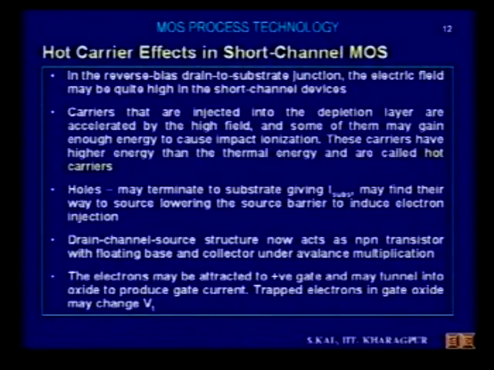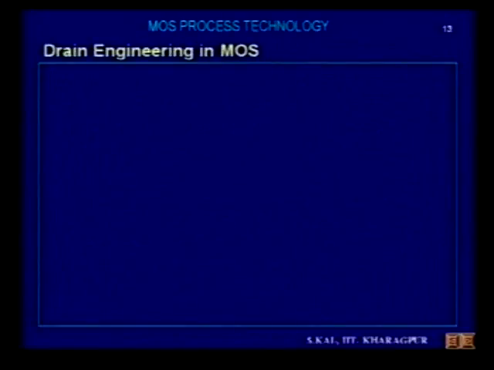So that means in short channel devices, because of the hot carrier effects, the function below the gate oxide is also similar to a transistor, and there are also possibilities of bad quality of oxide and threshold voltage shift, because hot carriers will be trapped inside the oxide. So this is the generation of hot carriers and its consequences in device performance.